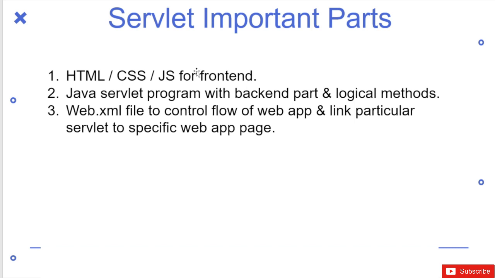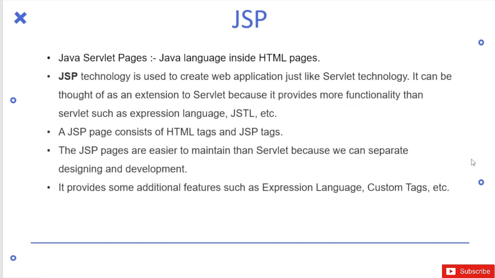If you know the servlet, there are three important parts here: HTML, CSS, JS for the front end, Java servlet program for the back end or logic, we can say, and web XML to control the flow of the web app, each and everything. But instead of this, JSP is Java servlet pages, basically Java language inside an HTML page. So you have no need to worry about web.xml, whether my file is added or not. No need to worry about that.